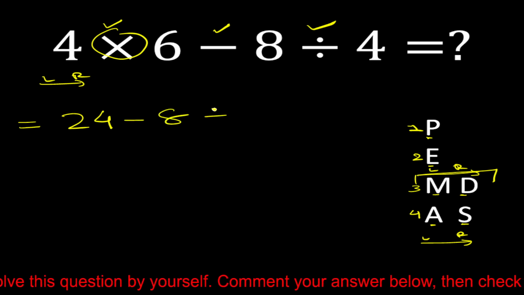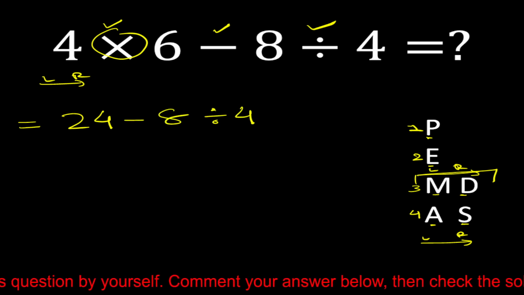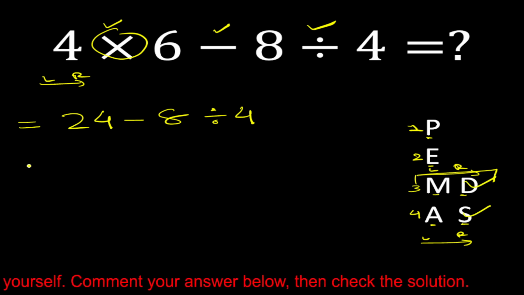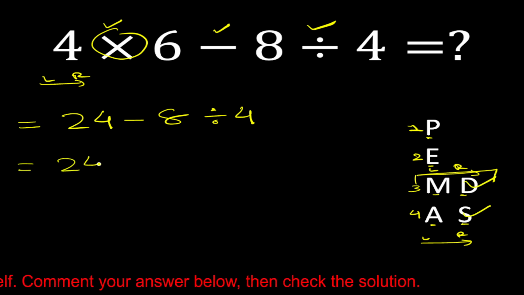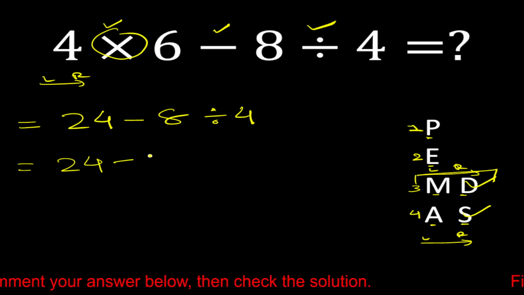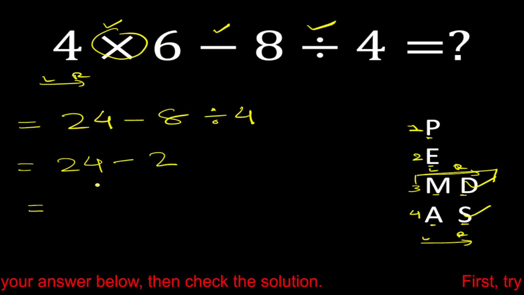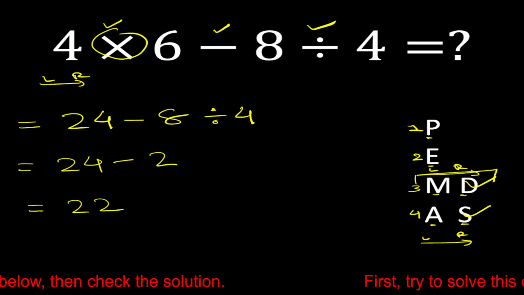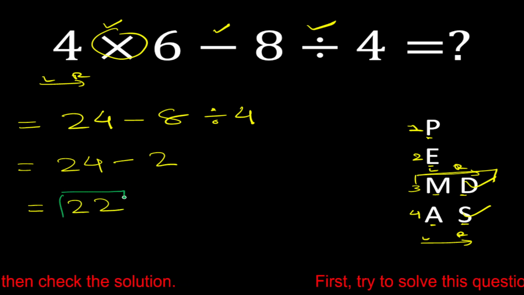minus 8 divide 4. Now according to PEMDAS, first we have to solve division, then we have to solve subtraction. So it is equal to 24 minus, now 8 divide 4 is equal to 2, so 24 minus 2 is equal to 22. Okay, so the correct answer is 22.